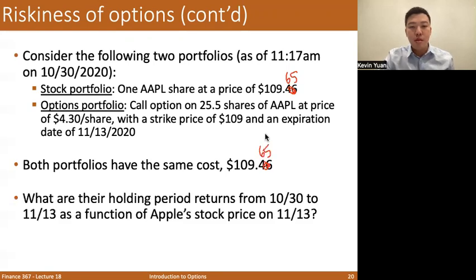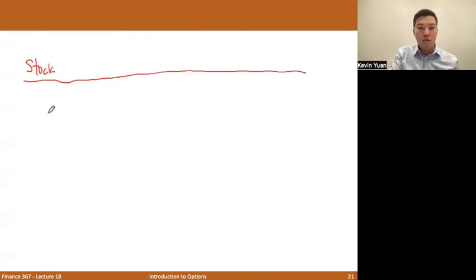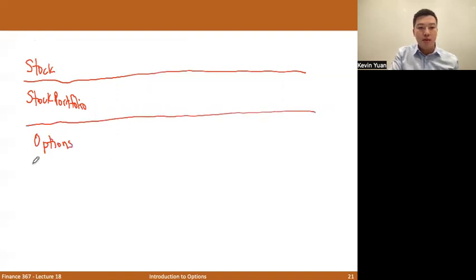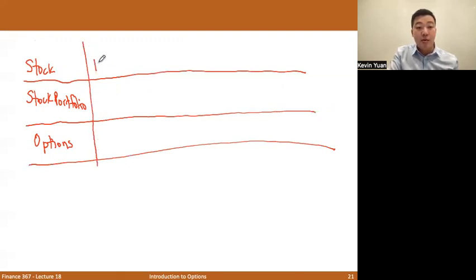What are the holding period returns? To get holding period returns, you need the next period payoff. So let's say this is potential stock prices. This is the stock portfolio scenario. This is the options scenario. Let's get an idea of why this would happen. Let's say that the stock price is 107. Again, we talked about the strike price being 109. What would be the value of your stock portfolio?